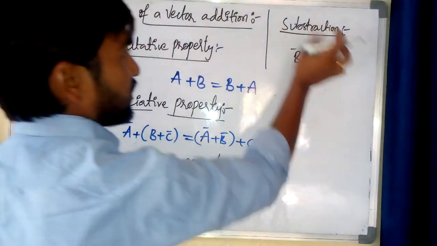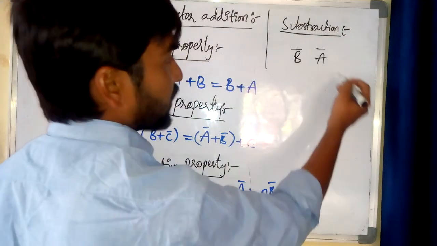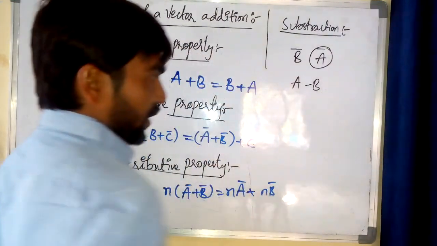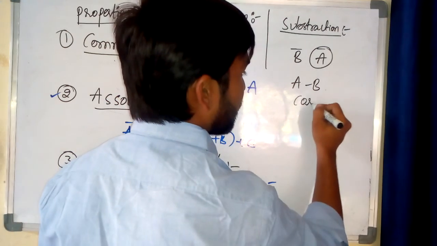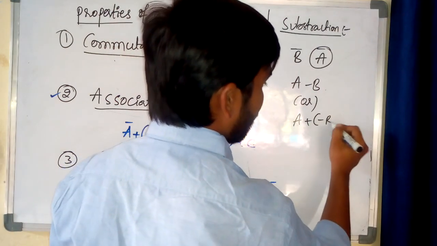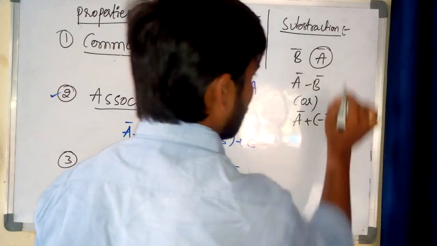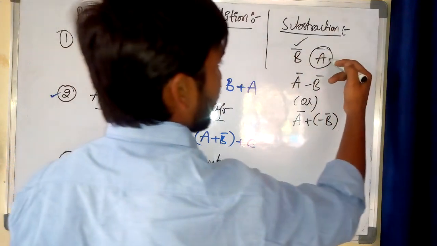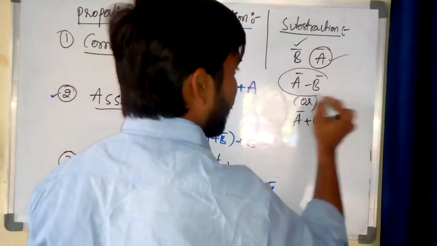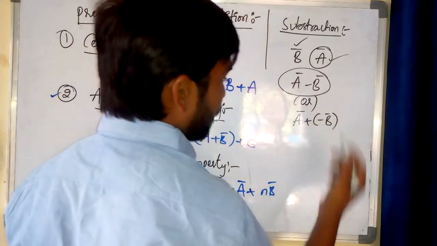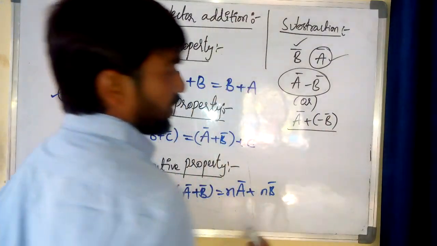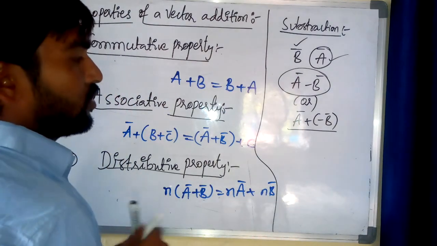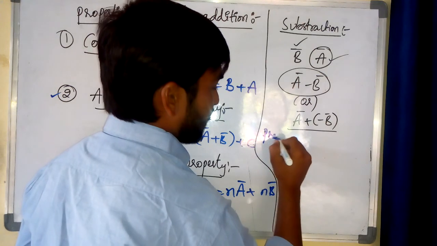Vector subtraction means the B vector is subtracted from the A vector. First we need to find A minus B, which we can also write as A plus minus B. When the B vector is subtracted from the A vector, we find A minus B, or it is also written as A plus minus B bar. So what are the properties of vector subtraction?